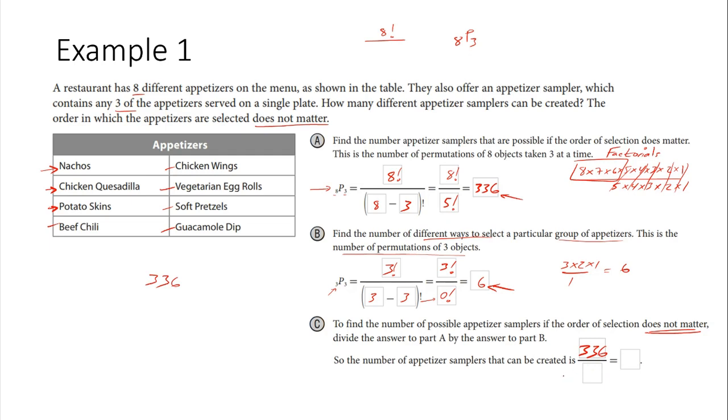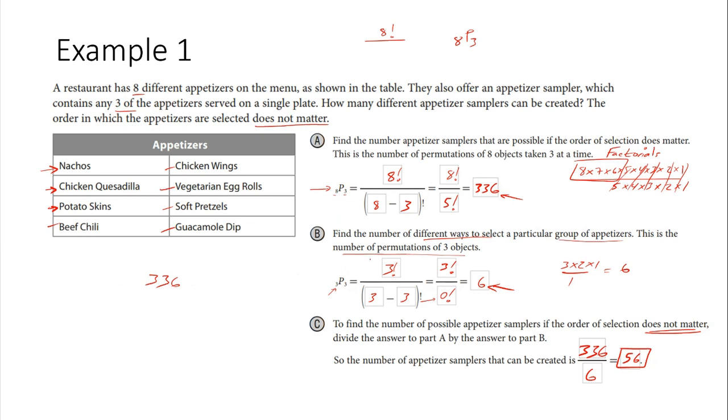And no matter which option we pick, we're still going to have 6 different combinations for those 3 orders. So we're going to have 6 different ways of handling that. So 336 divided by 6, and there's 56 different combinations. Interesting.